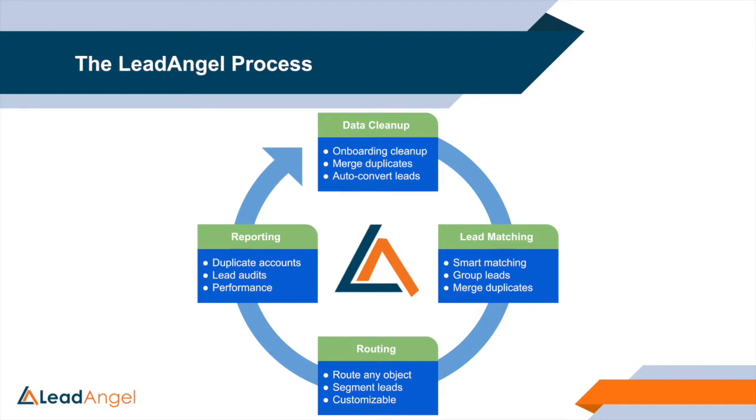LeadAngel integrates with your existing CRM to fix these problems by improving efficiency, reducing manual operations, and allowing for a better overall sales experience. We see this as a three-step process, the first of which is data cleanup, both during implementation and ongoing. Next is lead matching, to keep the data clean and place leads in the right spot. And finally, routing, sending the lead, contact, opportunity, or account to the right sales rep immediately. And of course, we follow it all up with robust reporting to audit your leads and performance.